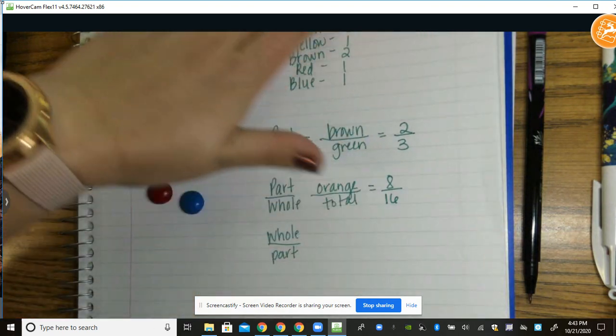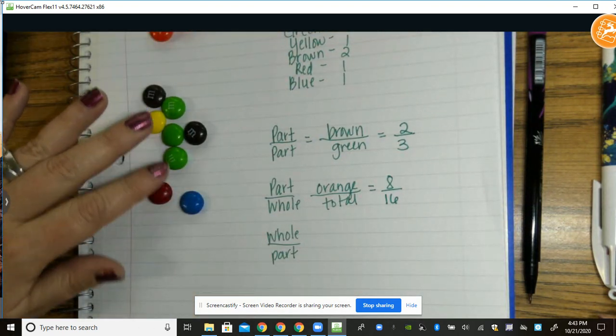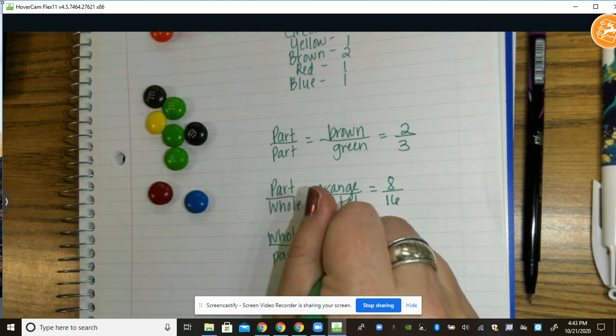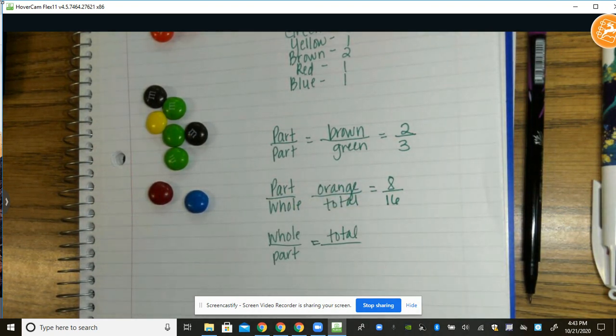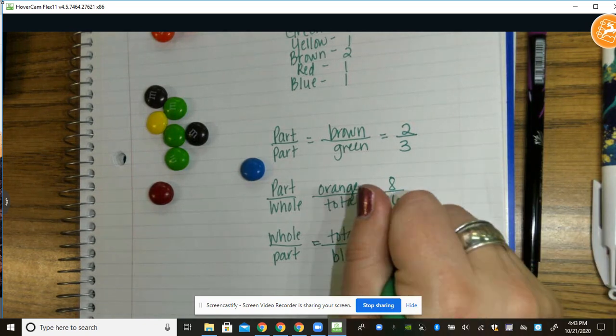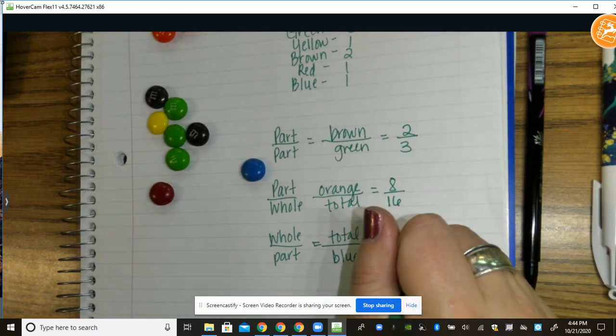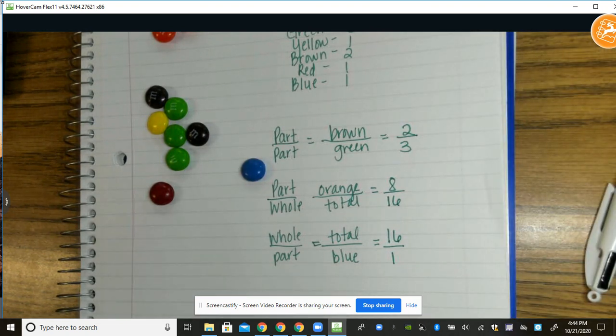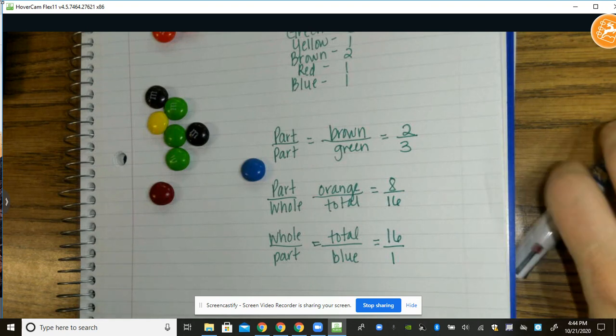All right, so let me move my oranges out of the way, and I'm going to do whole to part. Well, whole is your total. So my total amount to my part, well, you know what? Blue feels lonely over here, so we're going to put blue. Well, my total was 16 M&Ms to 1 lonely blue. So it's a 16 to 1 ratio. So that's the activity that we did in class, guys. Really not that difficult, because ratios really aren't that difficult.